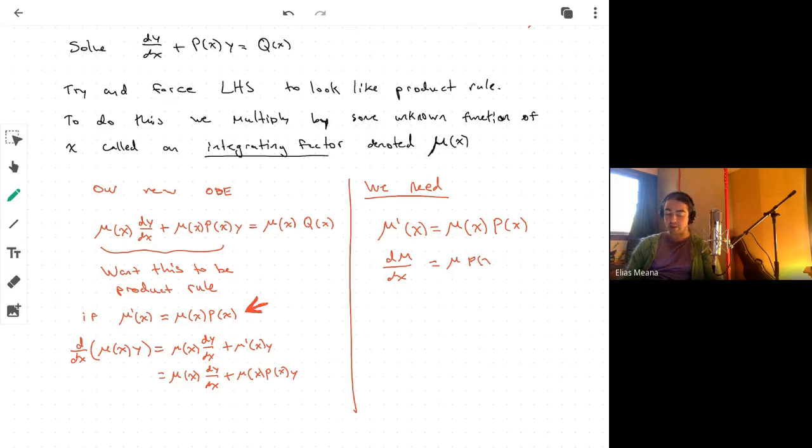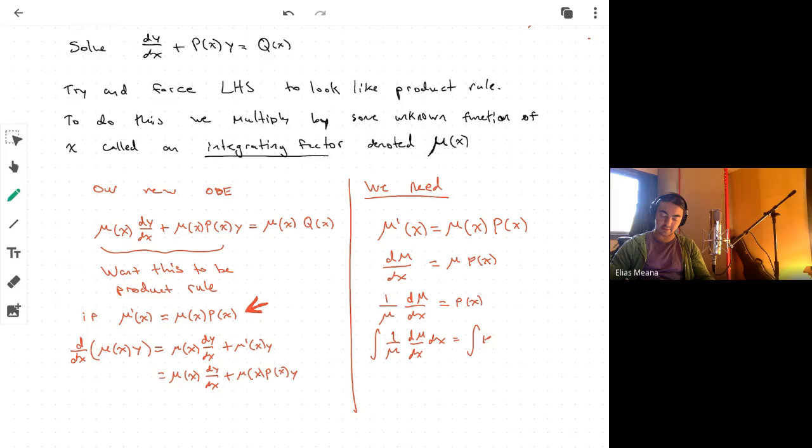Okay. And what I'm going to do here is I'm going to separate it. I'm going to get all the mu terms on one side and all the x terms on the other side, right? Just as we did before. So this is going to give us 1 over mu d mu dx equals p of x. And then to solve these types of differential equations, all I've got to do is integrate. So I'm going to integrate 1 over mu d mu dx with respect to x and integrate p of x with respect to x.